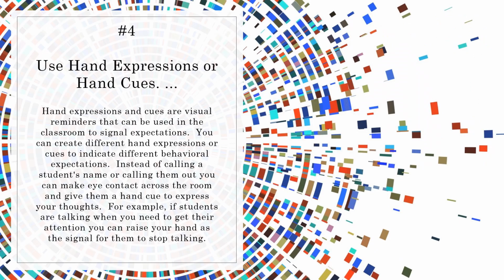Using hand expressions or hand cues is number four. Hand expressions and cues are visual reminders that can be used in the classroom to signal expectations. You can create different hand expressions or cues to indicate different behavioral expectations. Instead of calling a student's name or calling them out, you can make eye contact across the room and give them a hand cue to express your thoughts. For example, if students are talking when you need to get their attention, you can raise your hand as a signal for them to stop talking.